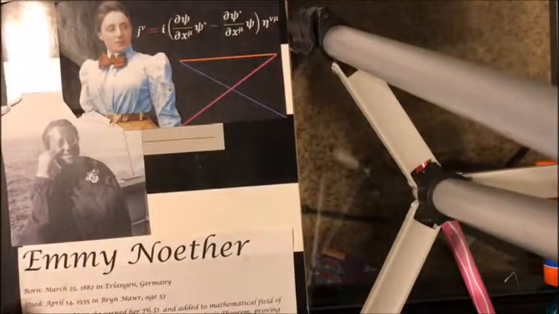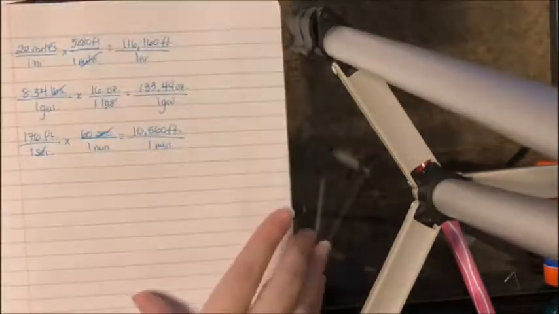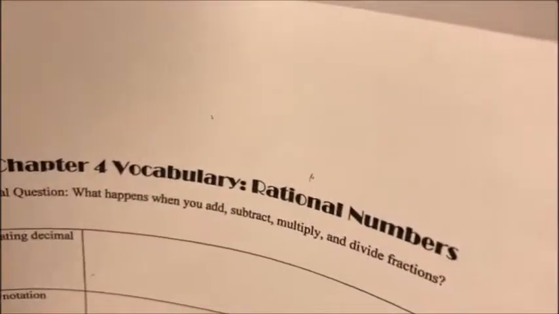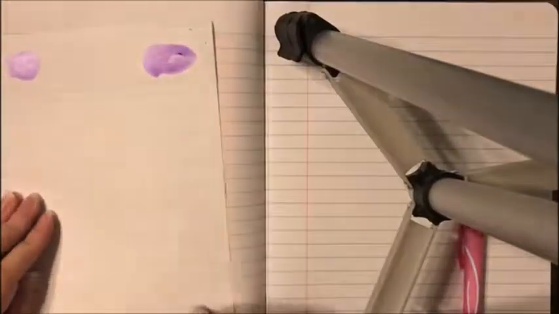All right, so we left off on page 62. That's where your math menu is. And 63, which is your foldable. Okay. So on page 64, you're going to glue in the page that says Chapter 4 Vocabulary and Rational Numbers at the top. So this goes on page 64.